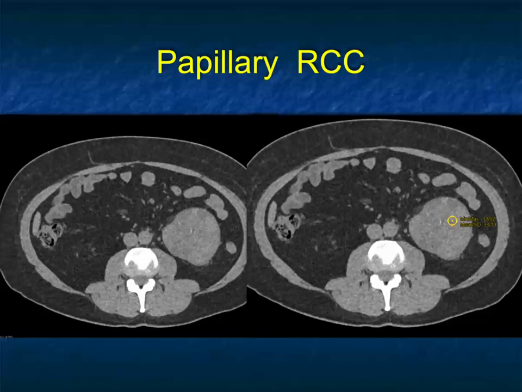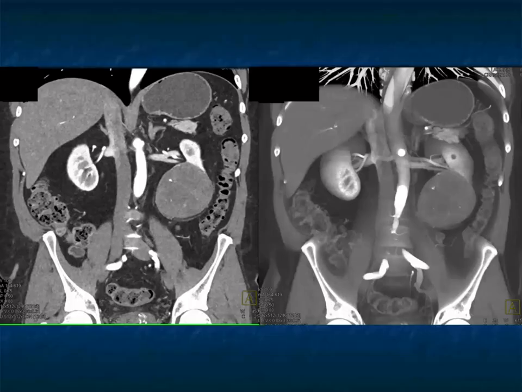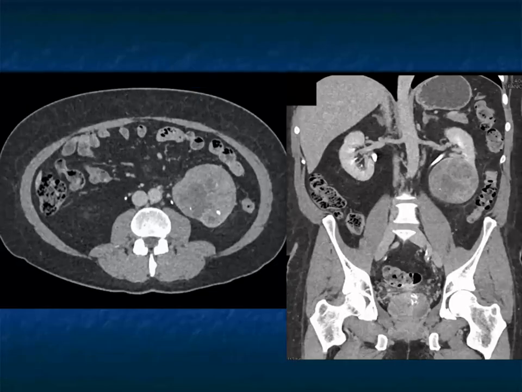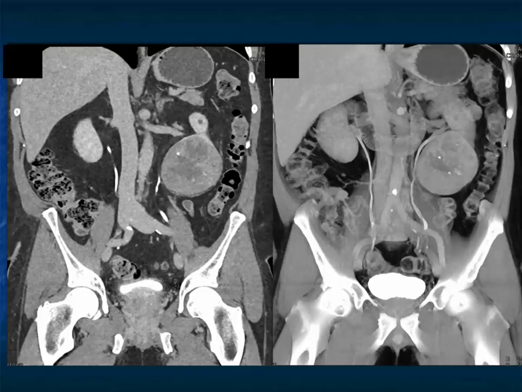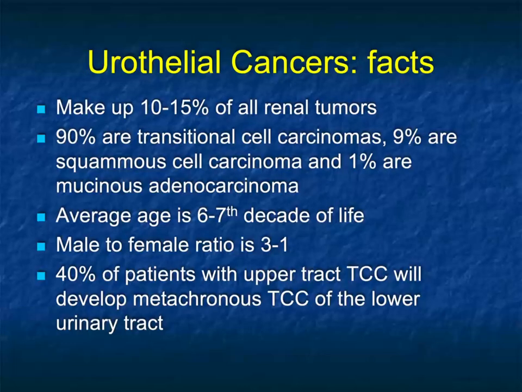I do want to make the point that papillaries are not necessarily small. Here's a 7-centimeter mass, solid, homogeneous, that was a papillary, but it's a large tumor. Very nicely shown on the excretory phase imaging as well. And you can see it here very nicely next to the ureter.